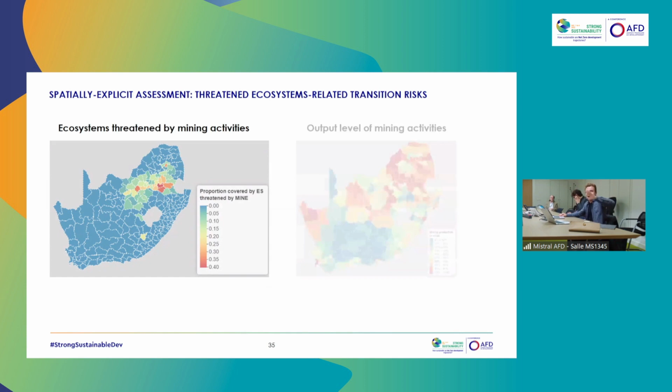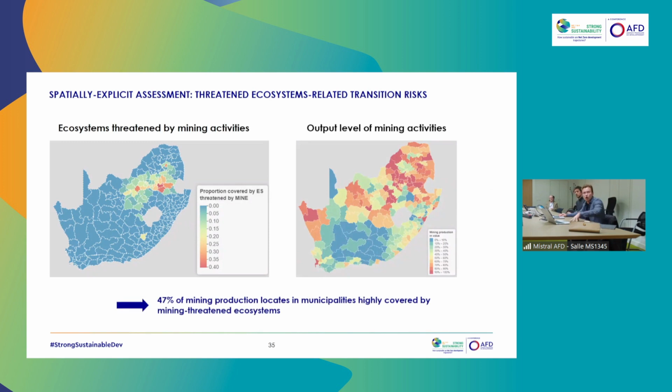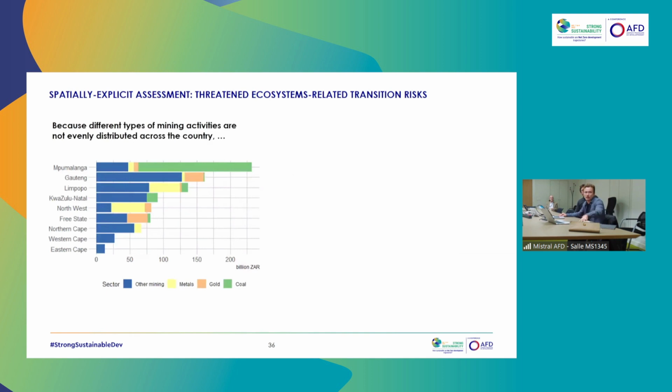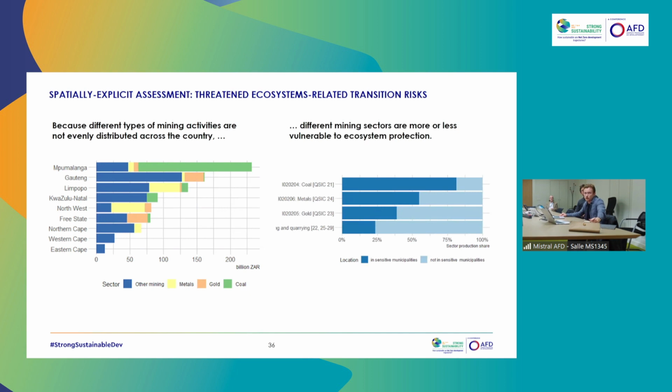And this is the output level of mining activities. So the idea is to look at where mining activities are and what kind of mining activities are located in the municipalities where there are ecosystems threatened by mining activities. And for example, we find that almost half of mining production is located in municipalities highly covered by mining-threatened ecosystems. And a last result: different types of mining activities are not evenly distributed across the country. It is different mining sectors that are more or less vulnerable to ecosystem protection. For example, the coal sector especially is quite vulnerable to protection of ecosystem services. And this highlights a clear overlap with the climate issue, naturally. But it derives from the fact that coal mines are more located in municipalities where there are spaces threatened by mining than other types of mining activities.